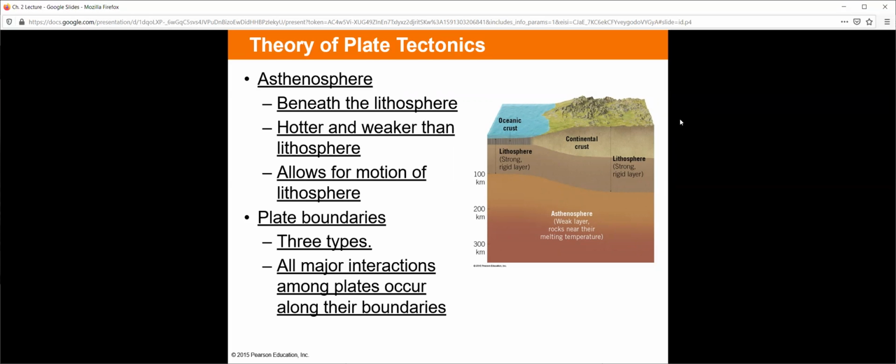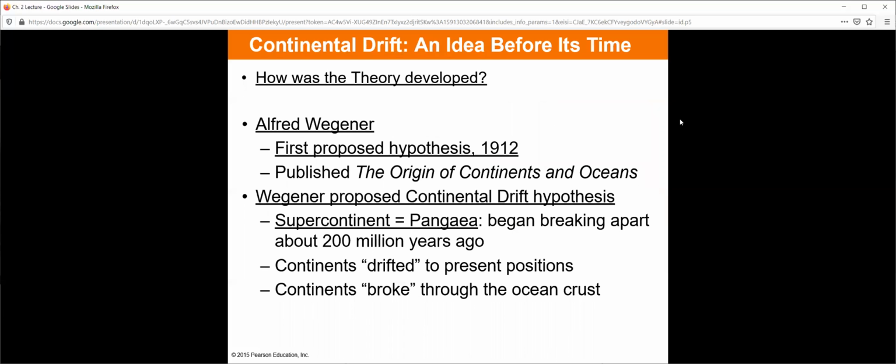Since these crusts are floating, moving around, they're not all floating always in the same direction. So if different chunks of the lithosphere, different plates, interact with each other, you have what's called a plate boundary. A plate boundary is, well, the boundary of the plate, right? All major interactions among plates occur at their boundaries. You can have intraplate interactions and stuff like that, but for this class, we're going to mainly focus on plate boundary interactions. So that's a super basic intro.